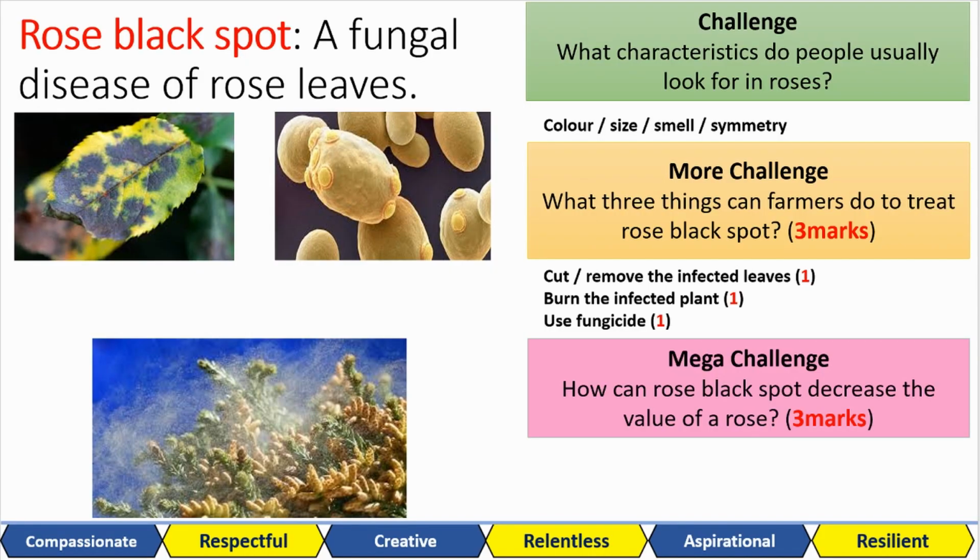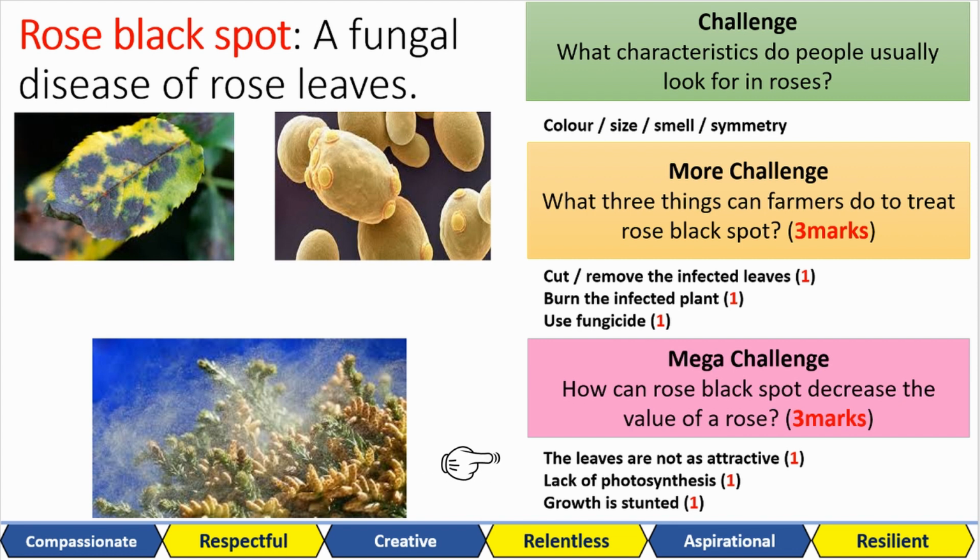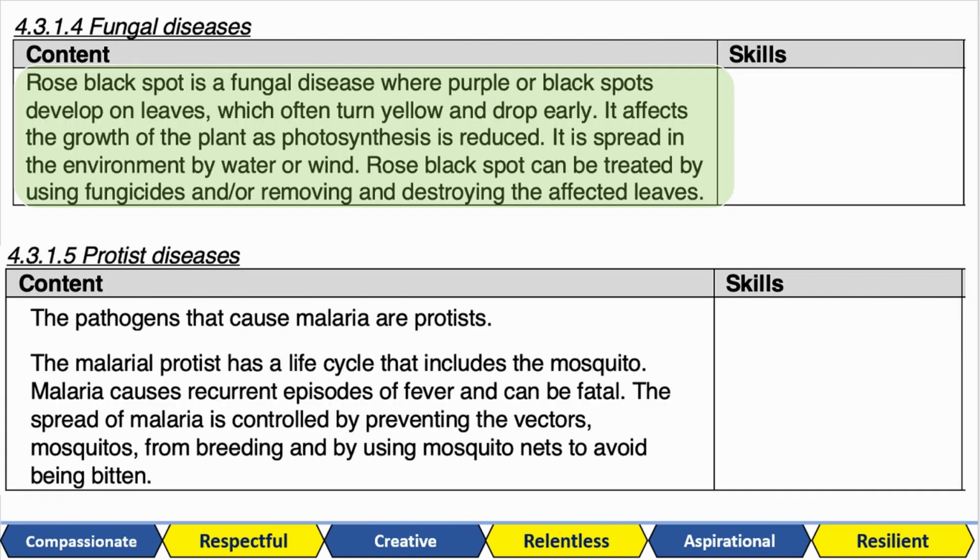Most of you may have gotten 1 mark for this question because you should be able to clock that the leaves are less attractive. But the second mark comes from the lack of photosynthesis, which then leads to lack of growth, so the growth of the plant is stunted. Can you see that one? The fungal disease is done.